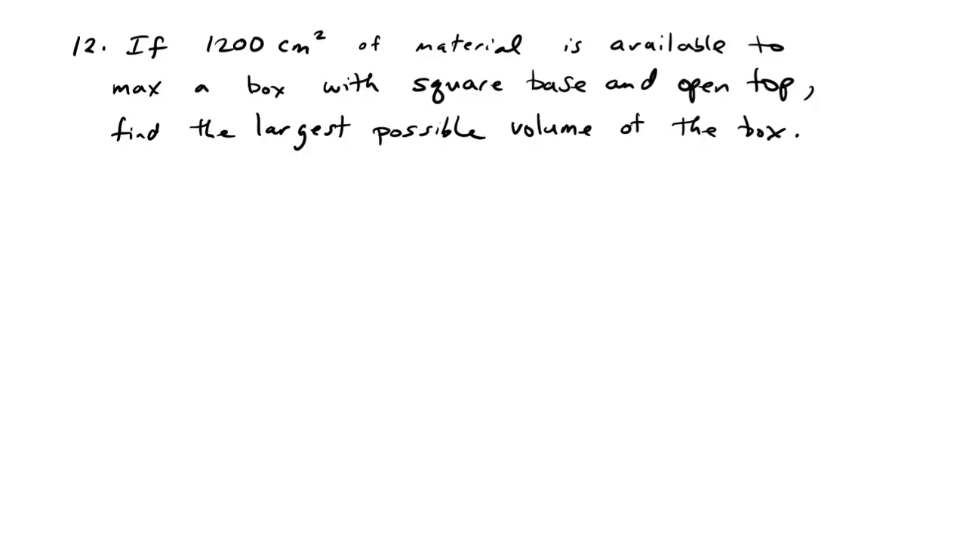Okay, so let's try an optimization problem here. If 1,200 square centimeters of material is available to make a box with a square base and an open top, find the largest possible volume of the box. Okay, so we're being asked for the largest possible volume, to maximize volume. We'll call it V.